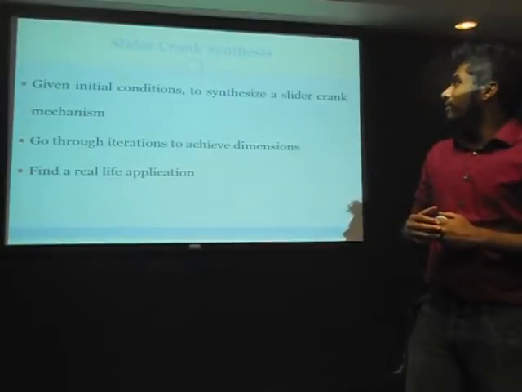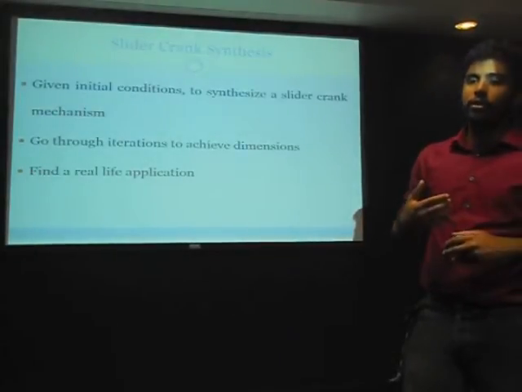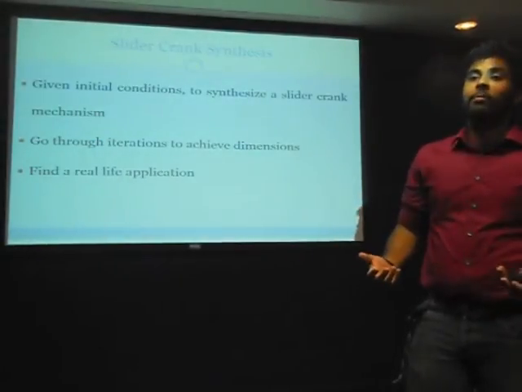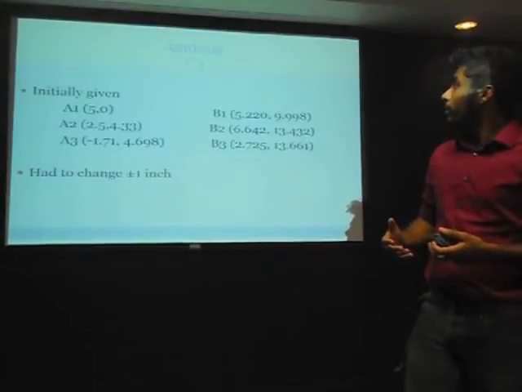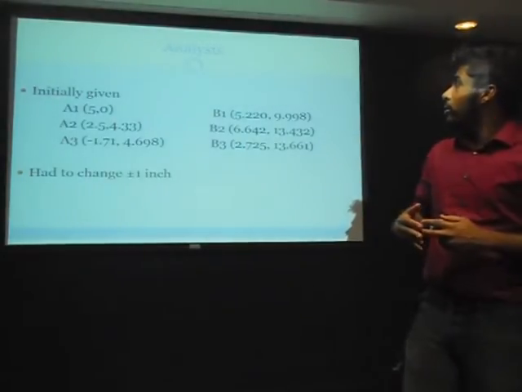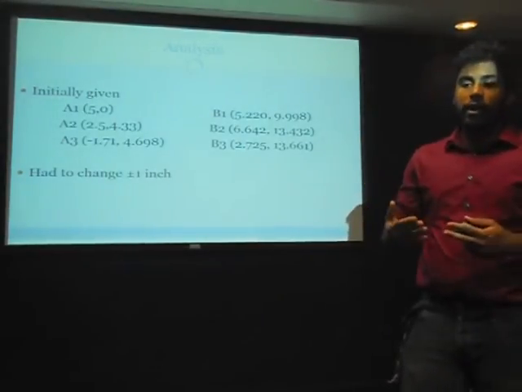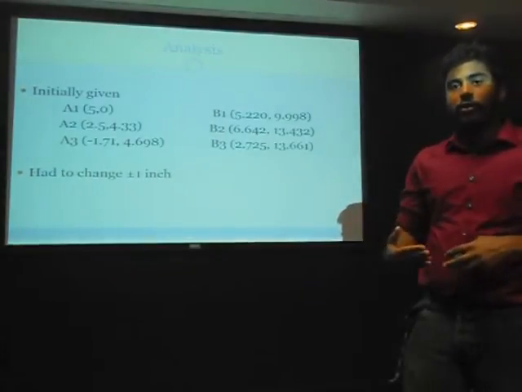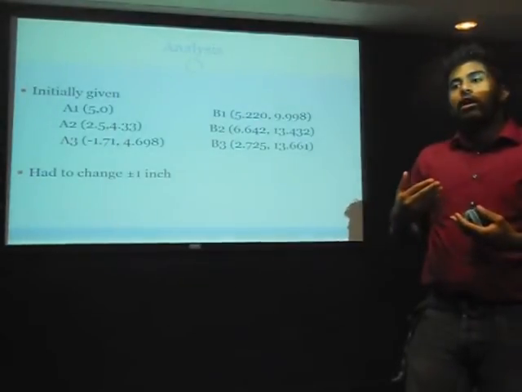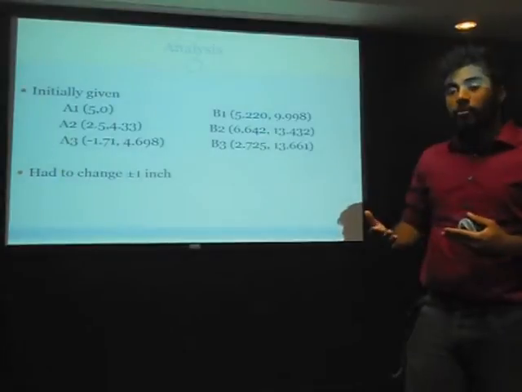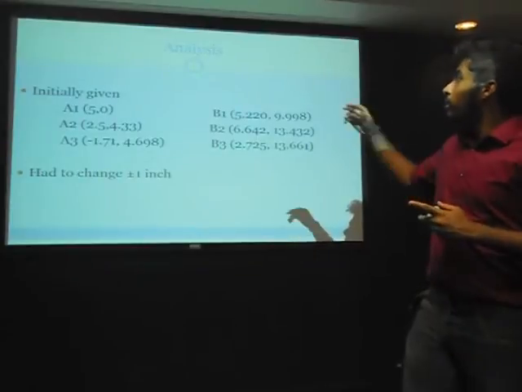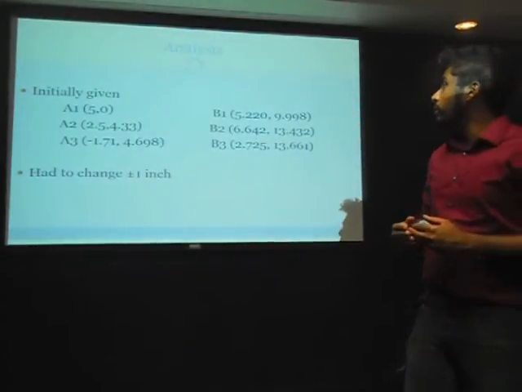For slider crank synthesis, we are given initial conditions from which we are to iterate and do mathematical processes to obtain a real-world example that we can apply it to. In our slider crank analysis, we were given these initial positions from which we were obtaining values, and if we didn't find those values reasonable or able to find a real-world example for, we were able to change them or iterate them by plus or minus 1 inch for each of them, while maintaining the link length or position length between position 1, 2, and 3 respectively.